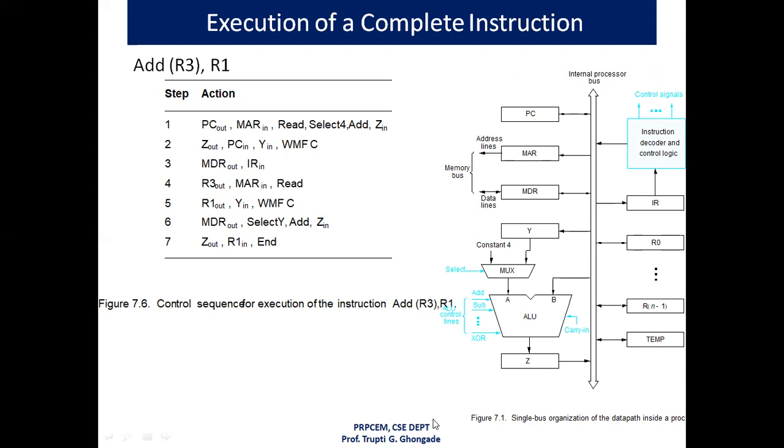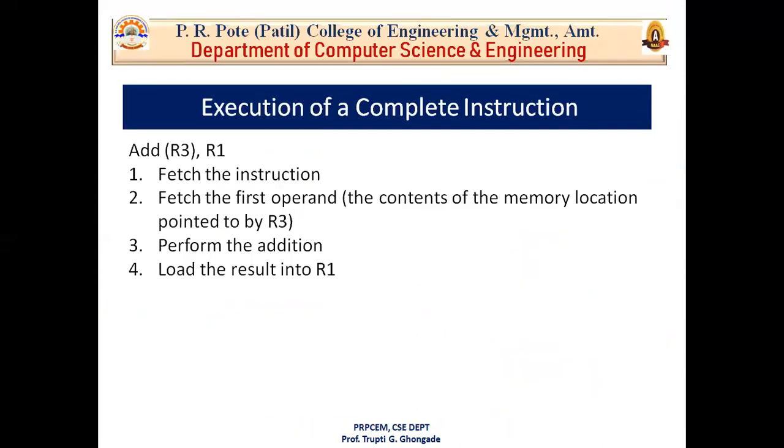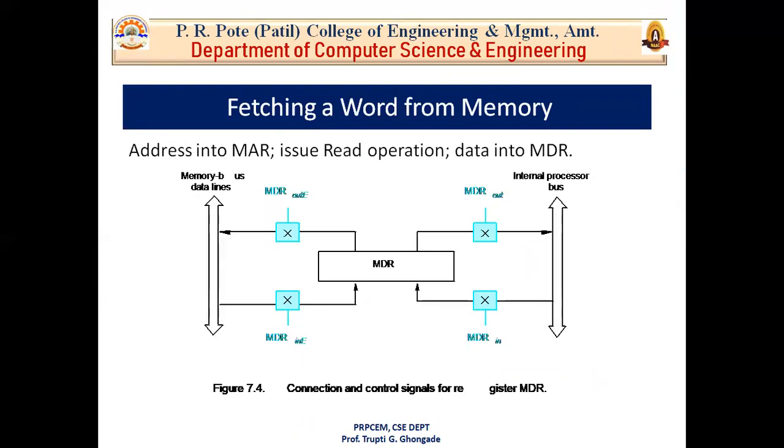Now once your data is loaded into the MDR, we can transfer it to other registers by using this internal processor bus. So this is how we fetch a word from memory.